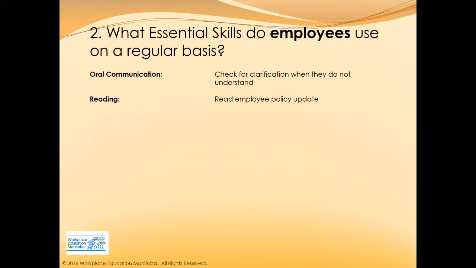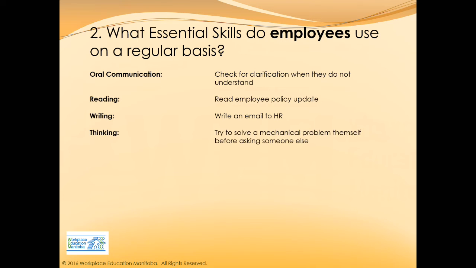All right, so what essential skills do employees use on a regular basis? So the examples for oral communication: checking for clarification when they do not understand, and not just nodding their head and going off and doing it the wrong way. Reading would be reading an employee policy update given to them by human resources. Writing, so maybe they would need to write an email to HR, maybe requesting vacation time, for example.